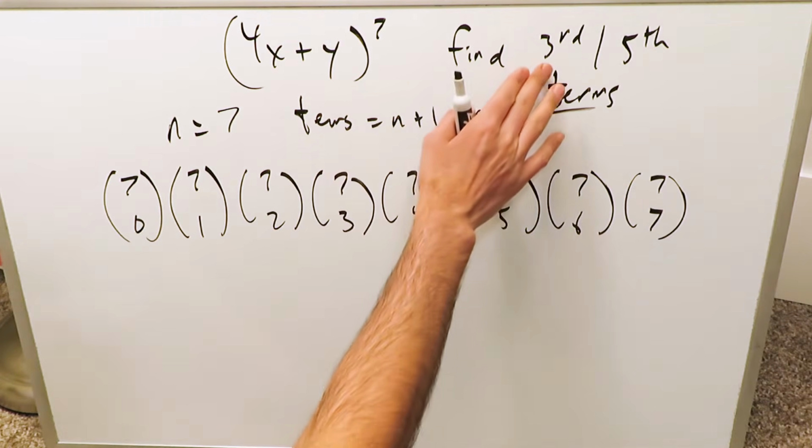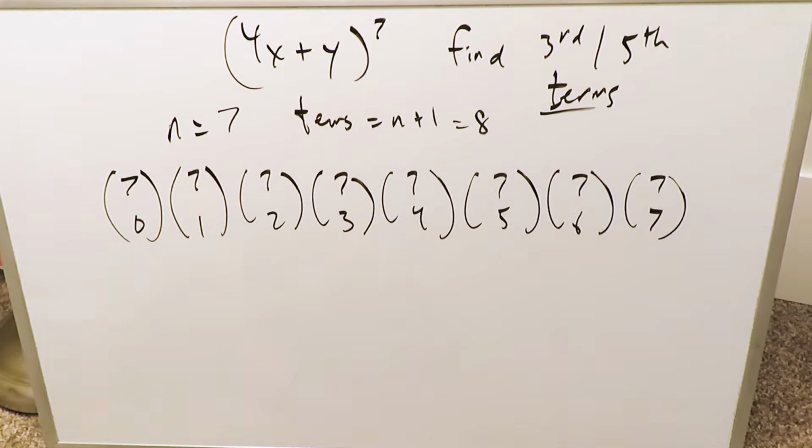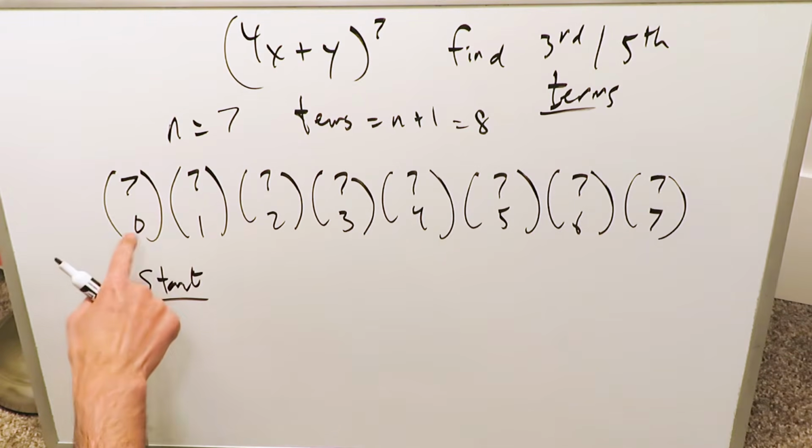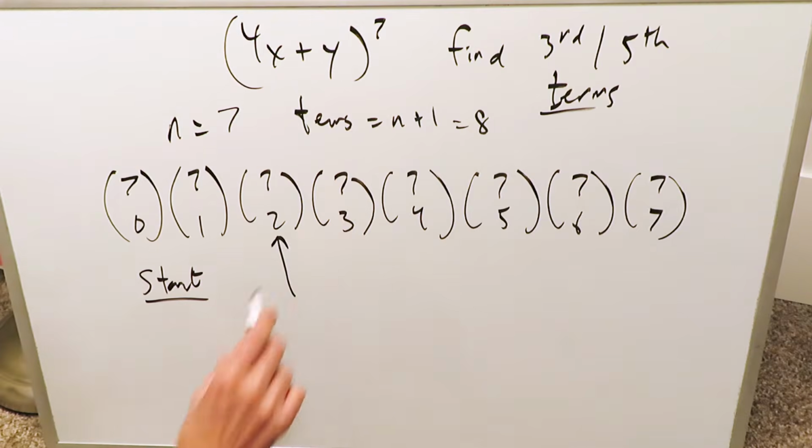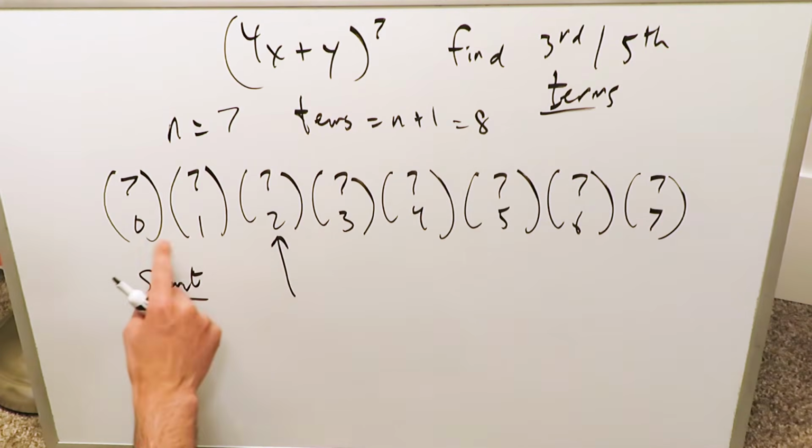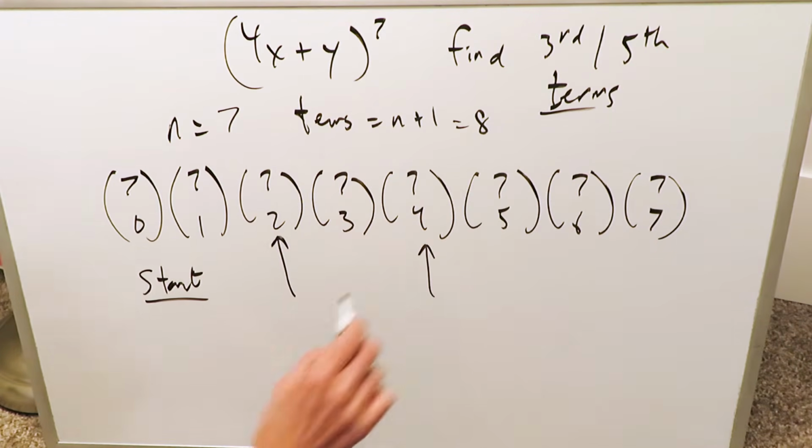Now look, I have to find the third and the fifth terms. The reason you're doing this is because you're going to mark off clearly what you need. So what do you need here? You need the third and the fifth term. I'm going to count literally. Here's my start, right here. I'm going to count and find the third term. 1, 2, 3. Here's my third term. And now I'm going to do the fifth term. 1, 2, 3, 4, 5. Here's my fifth term. Now what do I have? 7, 2 and 7, 4. And that's exactly what I'm going to use.